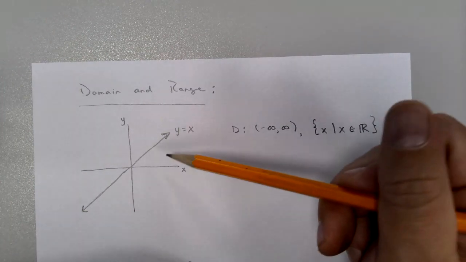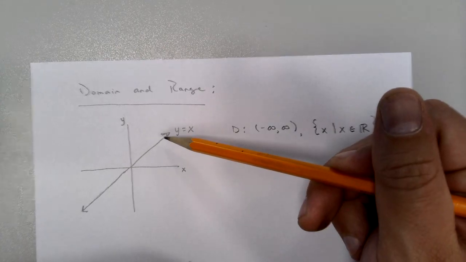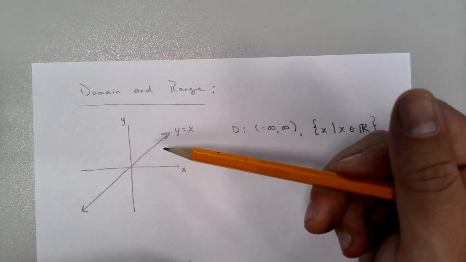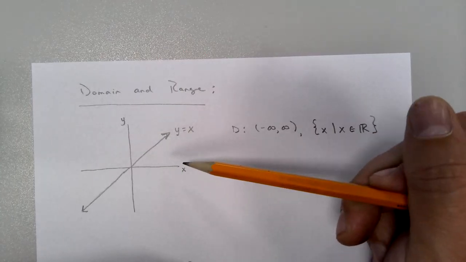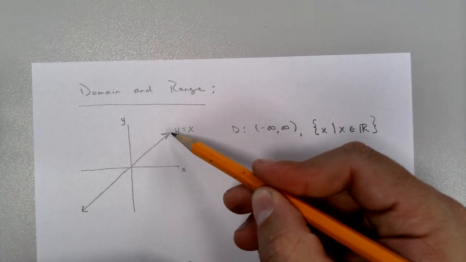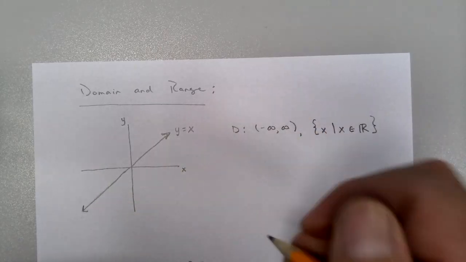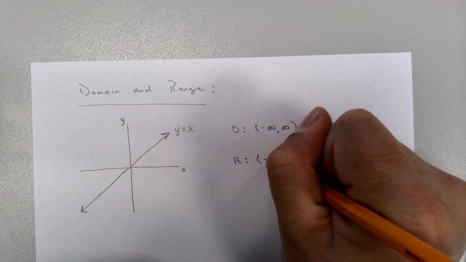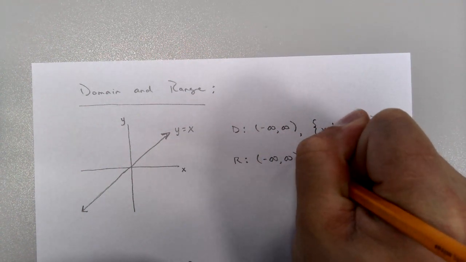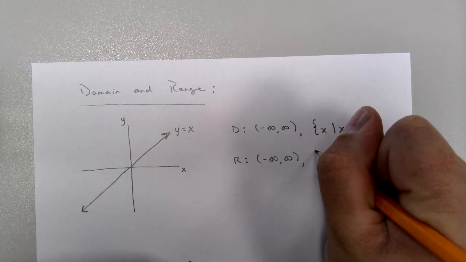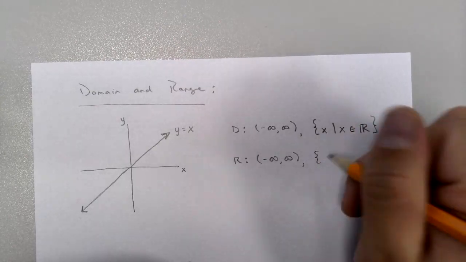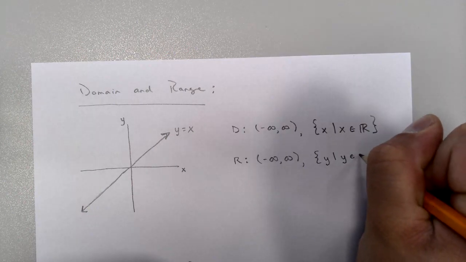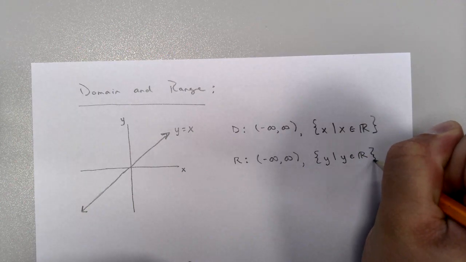And so the range here, the range is the actual outputs of the function when it's evaluated at a particular value of x. So here it keeps increasing without bound and it keeps decreasing without bound. So we could say our range is from negative infinity to positive infinity. And how we would write that in set notation, it's the values of y such that y is an element of the real numbers.